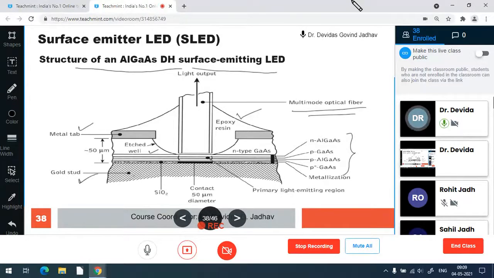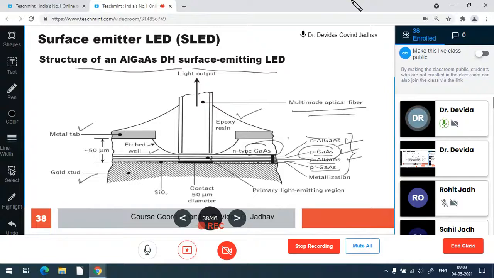As we see from this structure, there are five layers. So N layer AlGaAs, then P layer GaAs, then P layer AlGaAs. So this P GaAs is the active layer. This is the central one, and P AlGaAs and N AlGaAs are the confinement regions, and P plus GaAs and this N GaAs are the conductive layers. So these five layers are there.